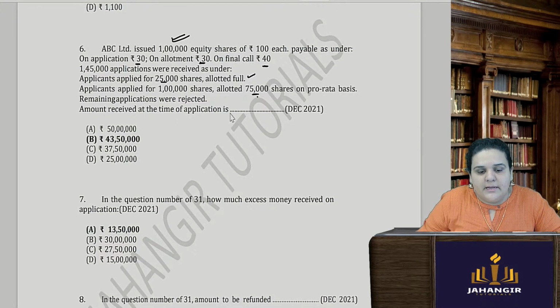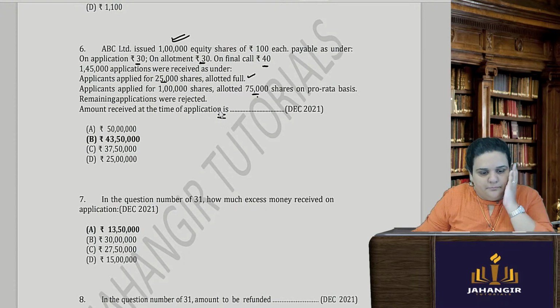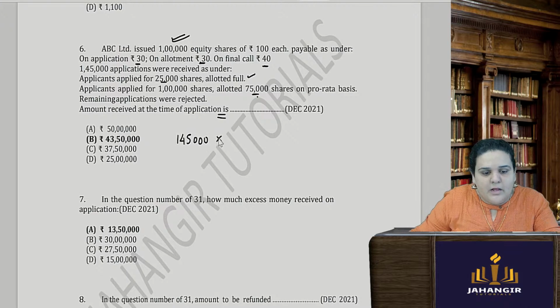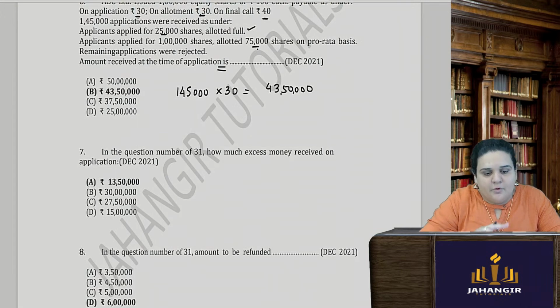Amount received at the time of application will be how much? This is the simplest question. At the time of application, number of applications received into the amount which is payable on application. 1,45,000 into 30, that will come to 43,50,000. Right?